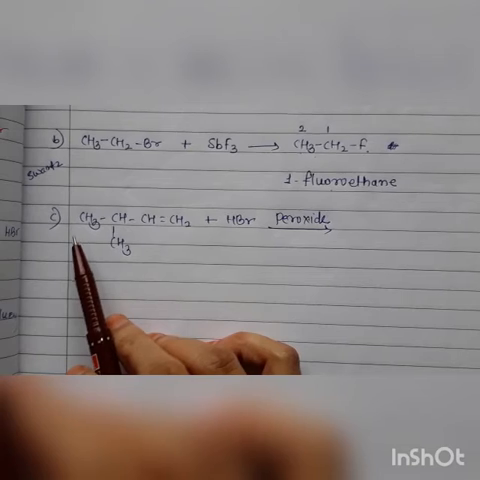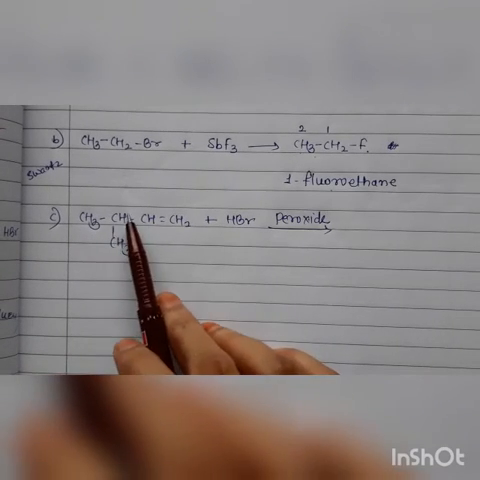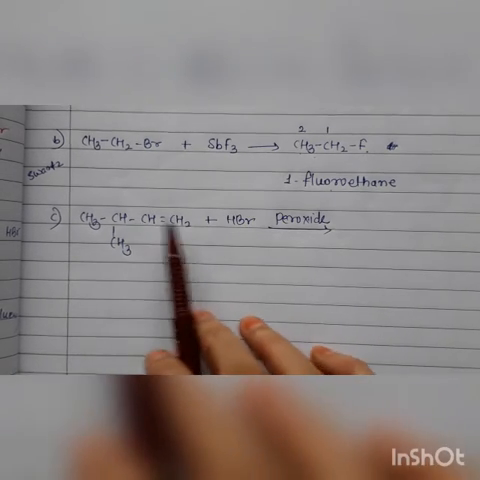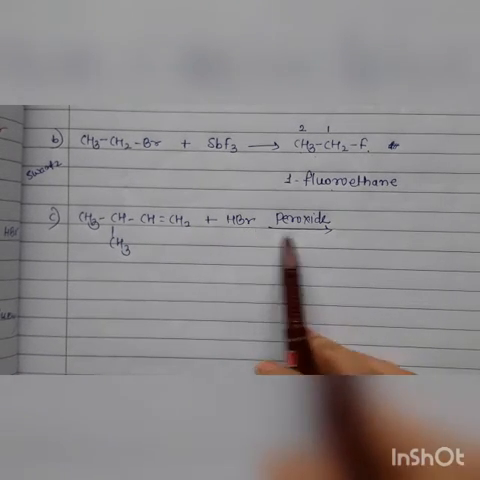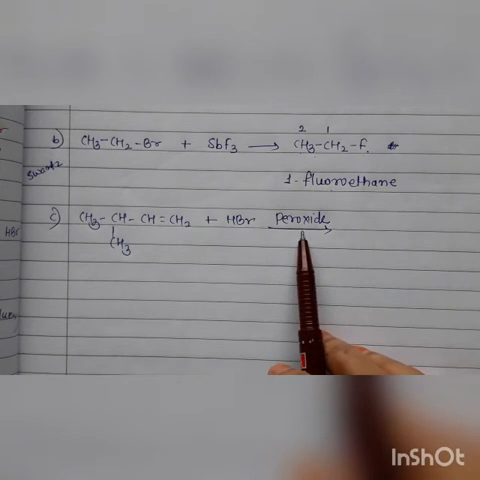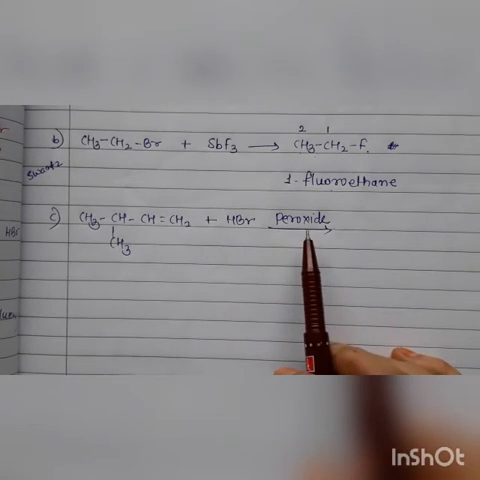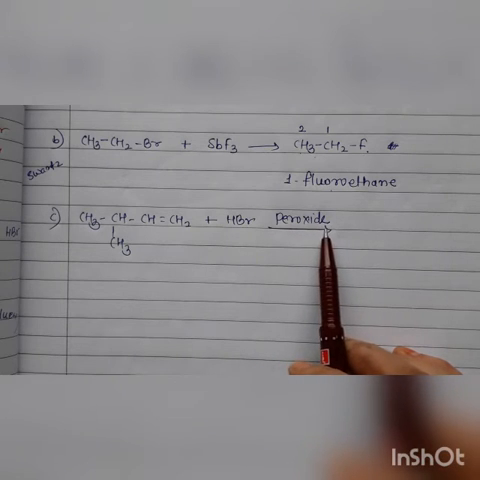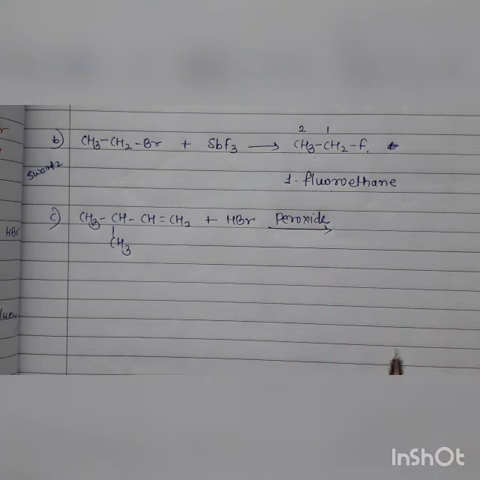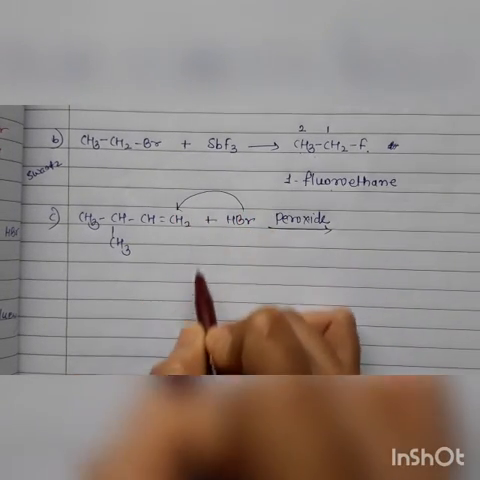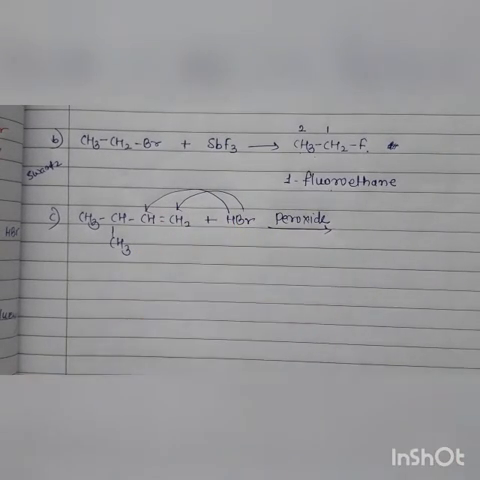Let us see next. Reaction number C. Okay. CH3CH double bond CH2. So this is alkene and it is unsymmetrical alkene plus HBr and on the arrow peroxide is written. Okay. So here addition of HBr across the double bond we have to show, but the reaction will take place according to anti-Markovnikov's rule as we are using peroxide as a reagent. Okay. So according to anti-Markovnikov's rule, the negative part will go on the more hydrogenated carbon and hydrogen will go on the less hydrogenated carbon.